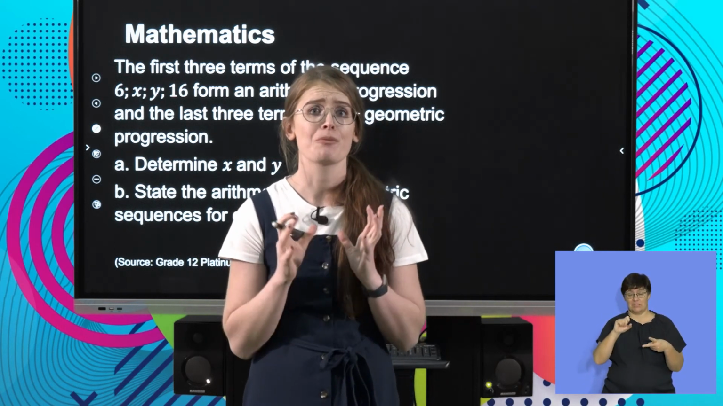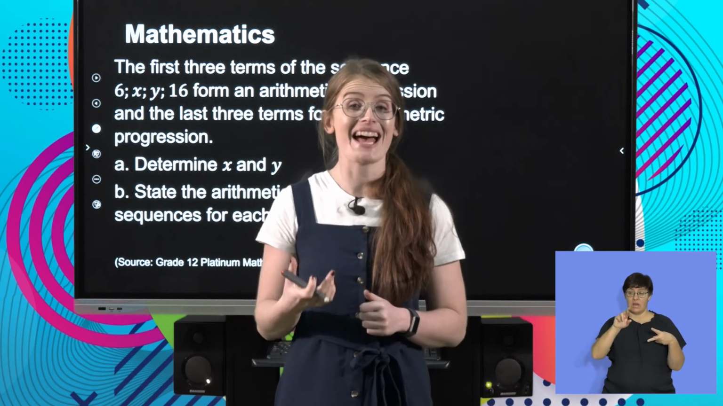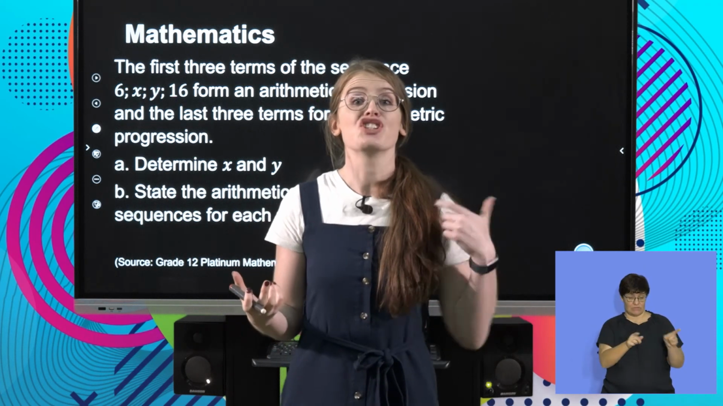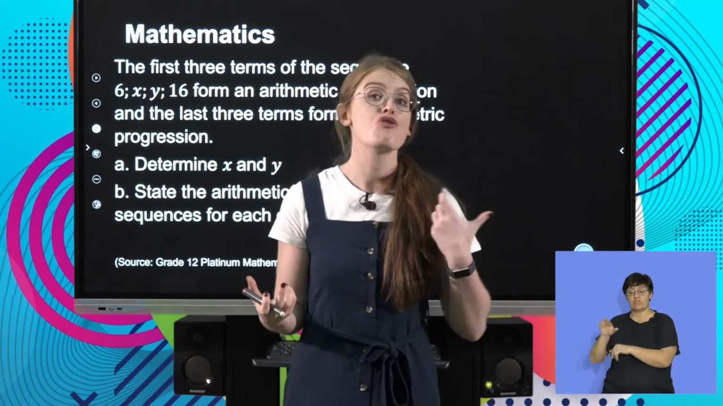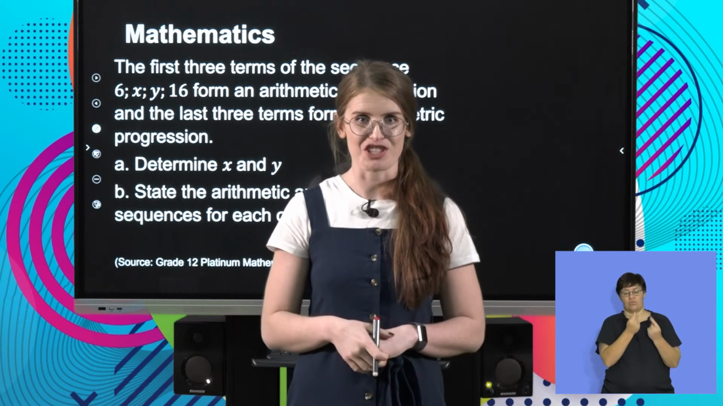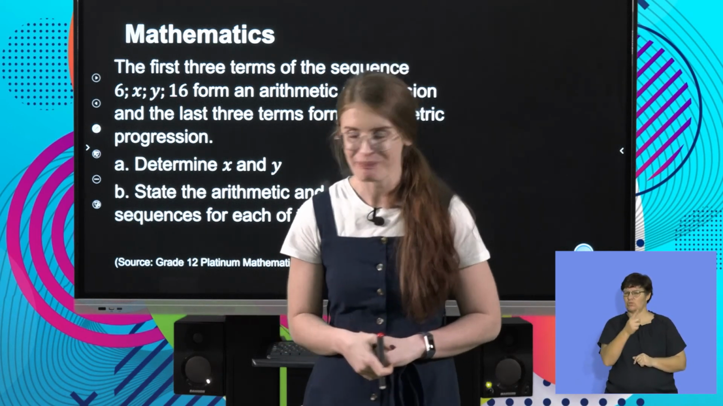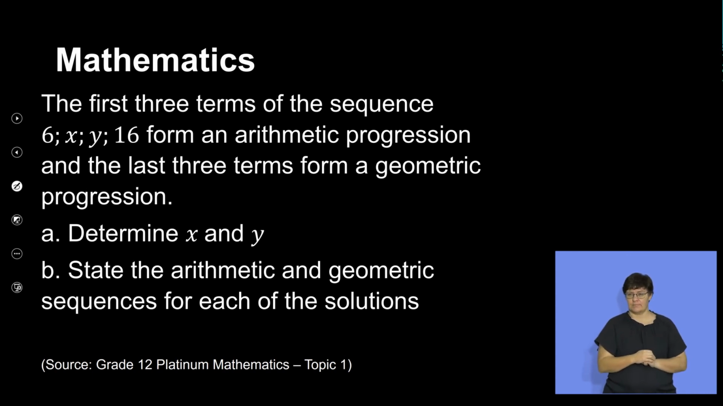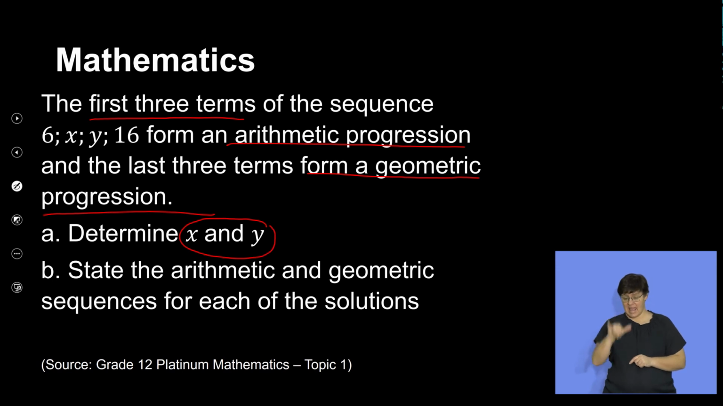I'm going to ask you to remind yourself that an arithmetic sequence has a common difference and a geometric sequence has a common ratio. We're going to use both of these pieces of information to solve this question. Let's have a look at the question together. So, the first 3 terms of the sequence 6, x, y, 16 form an arithmetic progression, and the last 3 terms form a geometric progression. So A is asking me to first determine the values of x and y.